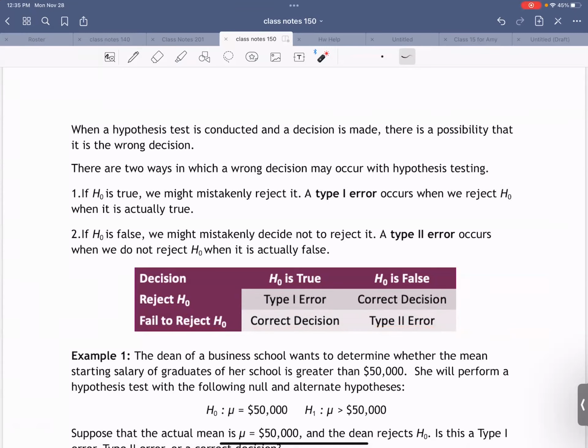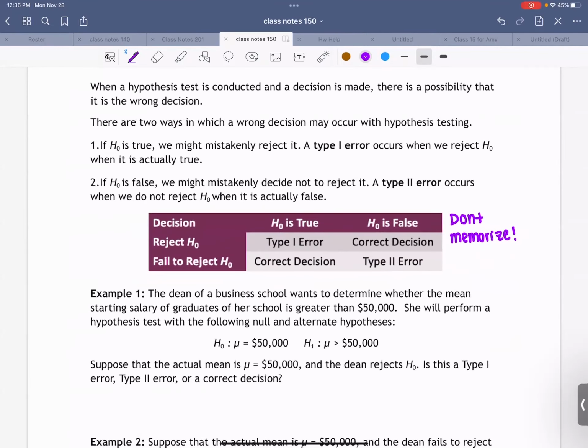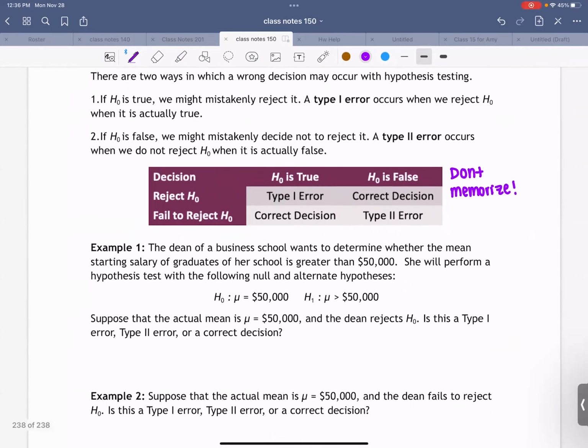Now, some things about this class: I will always give you this chart on a test or quiz. What I want you to do is be able to interpret a word problem and use this chart for it. So make a note that you don't have to memorize it. Don't memorize this chart, but you should be able to use it on a test or quiz. If that didn't make any sense, let's do an example and I promise it'll start to click a little bit better.